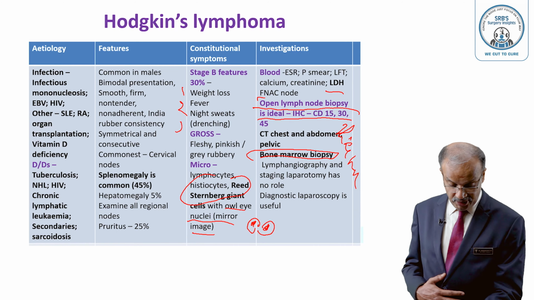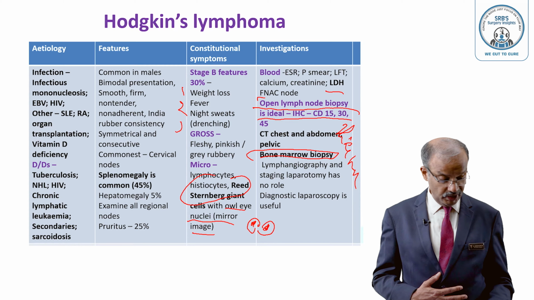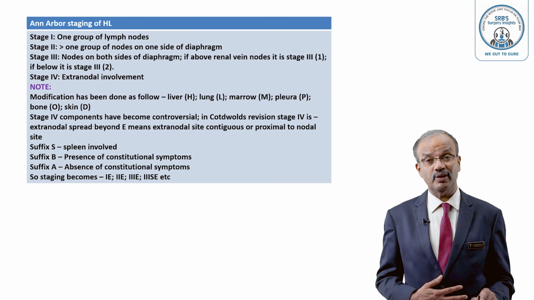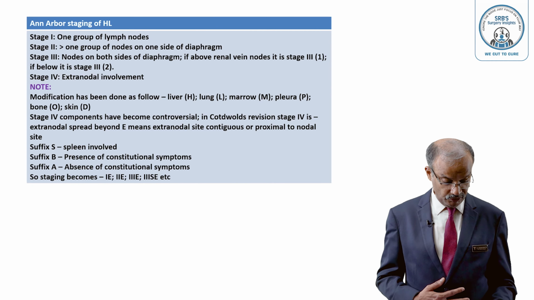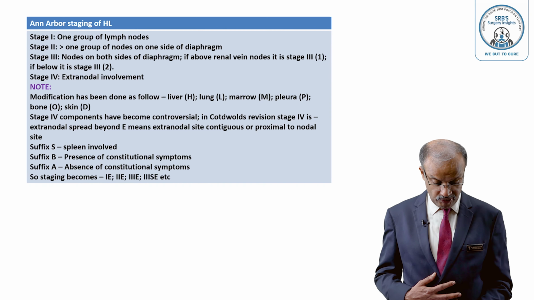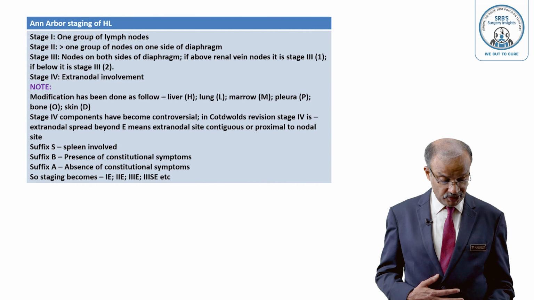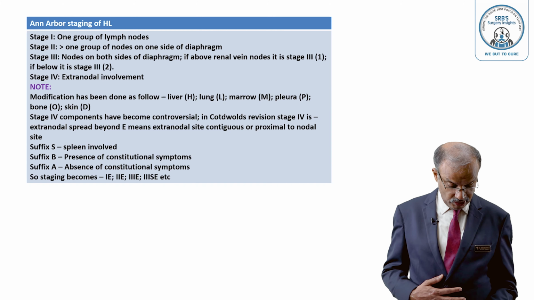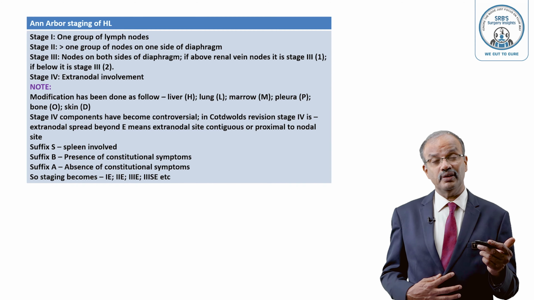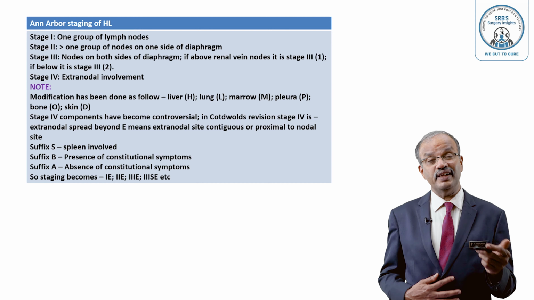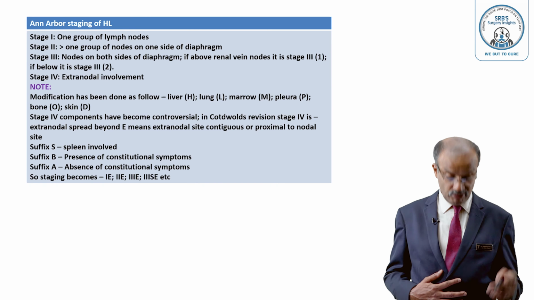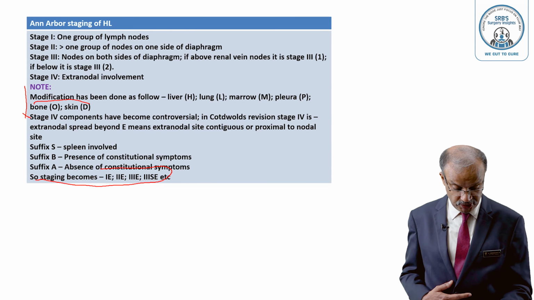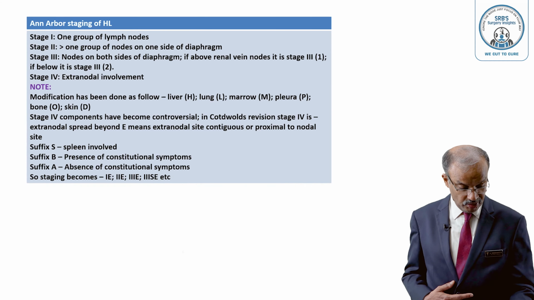This table, remember, covers everything about the features of Hodgkin's lymphoma. And this is the staging which is used only for Hodgkin lymphoma, Ann Arbor staging 1, 2, 3, 4. Now the suffix E is added for extranodal involvement: liver, lung, marrow, pleura. S is spleen, very commonly involved, so it is stage 1S, 2S, 3S like that. B is the presence of B symptoms: weight loss, drenching night sweats, fever. These are the three B symptoms which you have to remember. Accordingly it is classified; there is a newer staging with additional modification. These are the things which you have to remember.